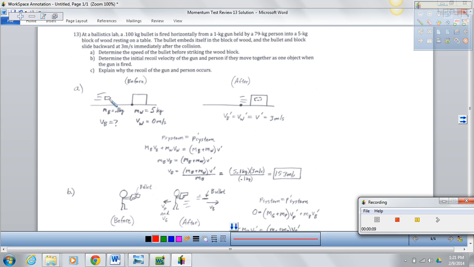So here's my picture. I've got a bullet. I know it's going to fly and hit a block of wood. These are the things I know about the bullet: its mass, and I don't know how fast it's going. And this is what I know about the wood. It's sitting on a table. It's got a mass of 5 and it's sitting still. Then it's going to collide, and after those two things collide, I know that the bullet and the wood are moving as one object at a speed of 3 meters per second.